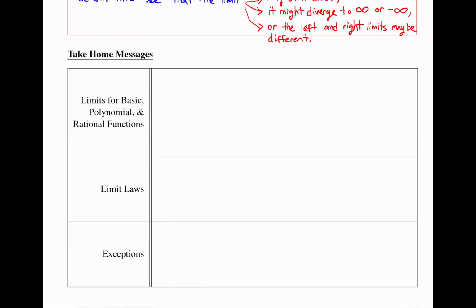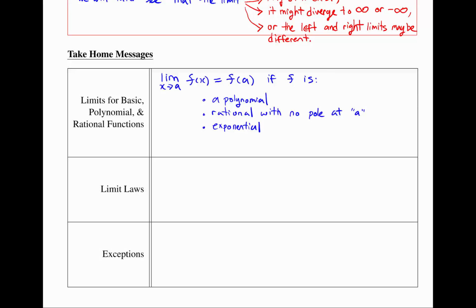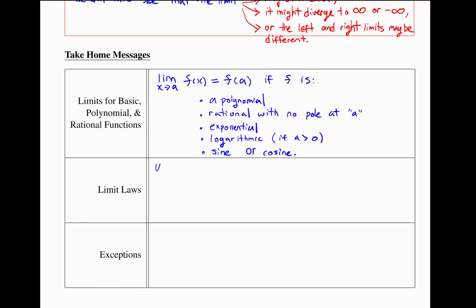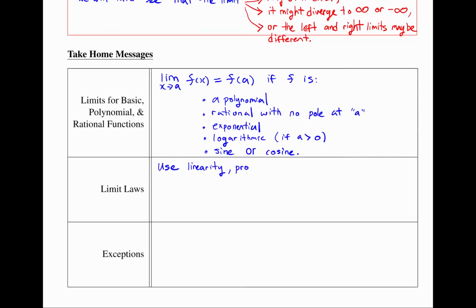The limit as x goes to a of f of x is equal to f of a if f is a polynomial, rational with no pole at a, exponential, logarithmic if, of course, a is greater than 0, so it's in the domain, sine or cosine. Secondly, we use linearity, product, power, quotient limit laws to break down and compute limits.